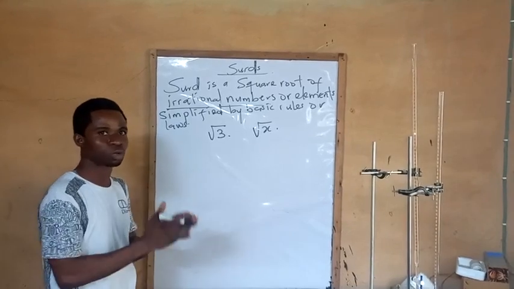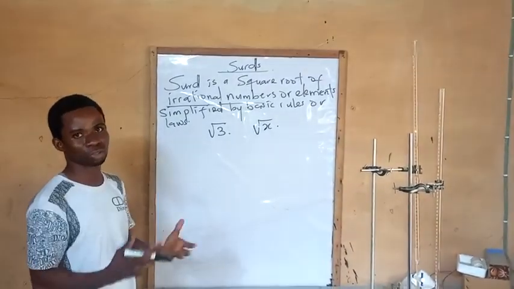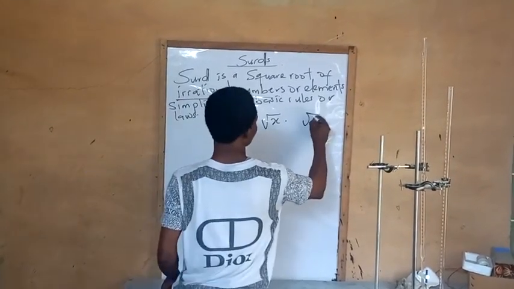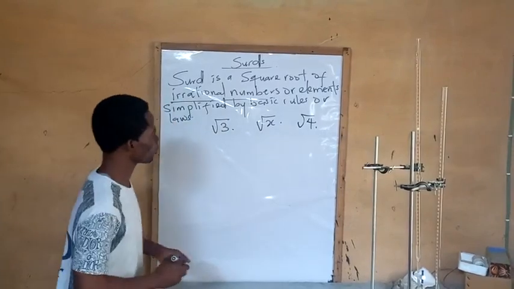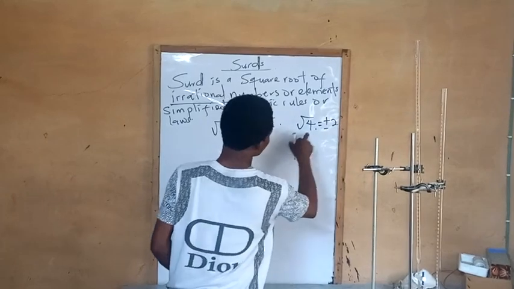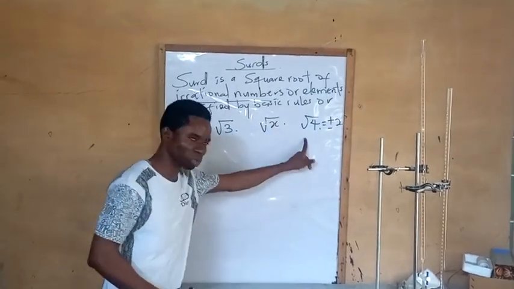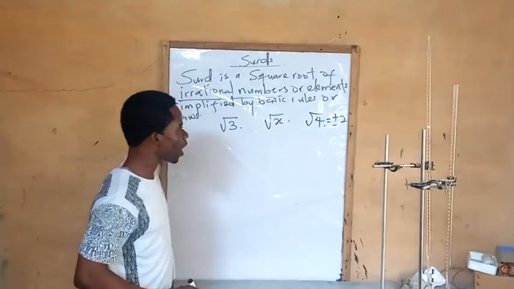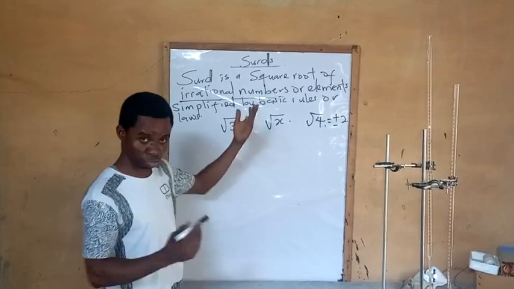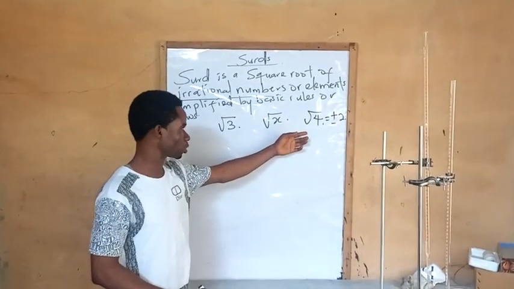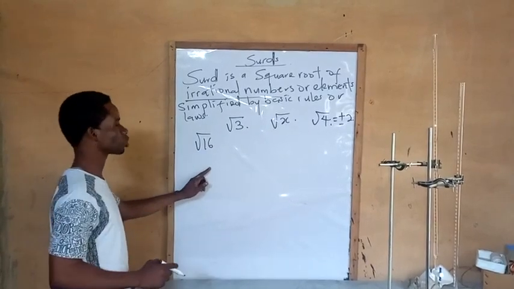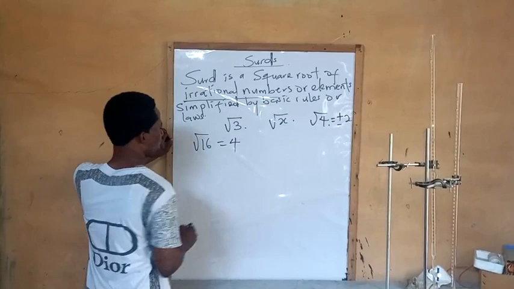We have the rules: addition rules, multiplicative rules, rationalizations. And also, if you have root of 4, you all know that this is the square root of 4, which is 2, or plus or minus 2. So the square root of 4 is not a surd. Like when you have the square root of 16, it is not a surd because the square root of 16 is 4.